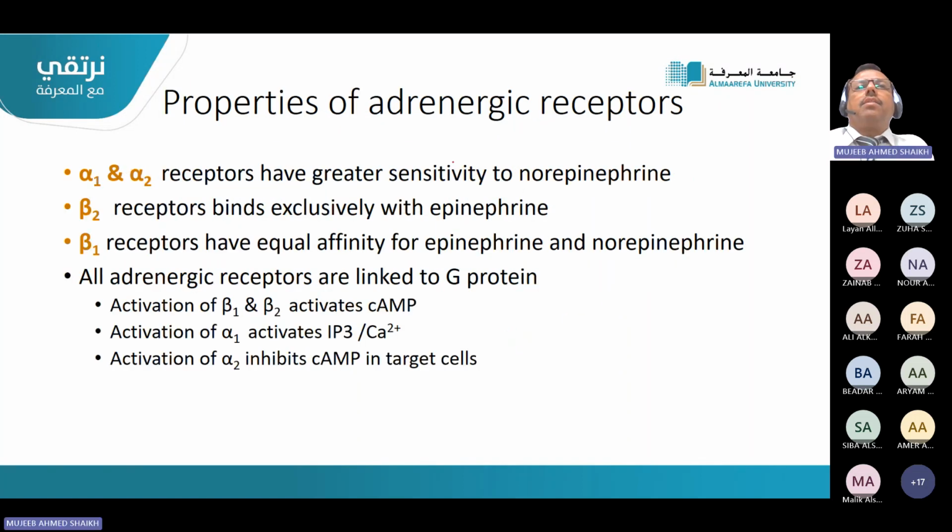Coming to the adrenergic receptor, those receptors which are responsible for action of norepinephrine or epinephrine are called adrenergic receptors. They can be of two types. One is called alpha, second one is called beta. Again, alpha is divided into alpha 1 and alpha 2, and beta also is divided into beta 1 and beta 2. So these are subclasses of adrenergic receptor.